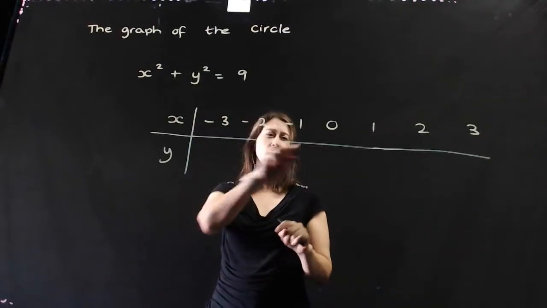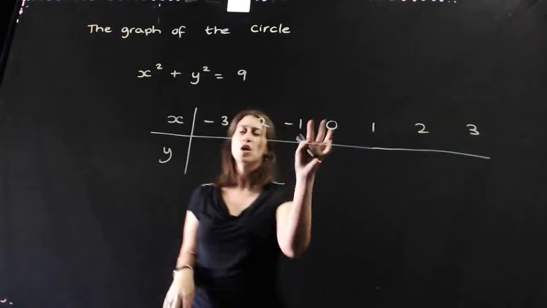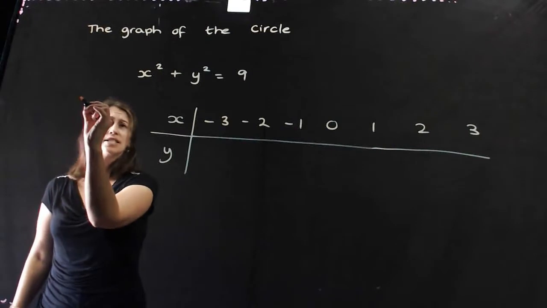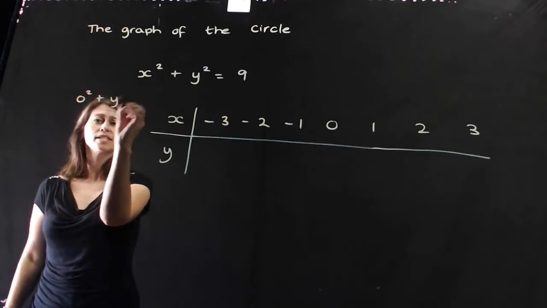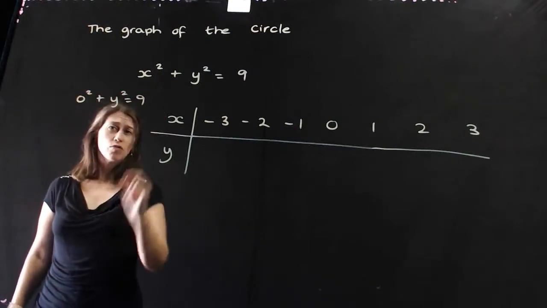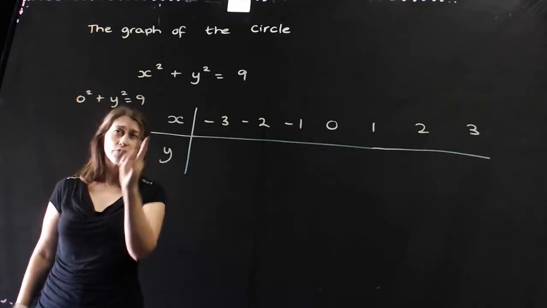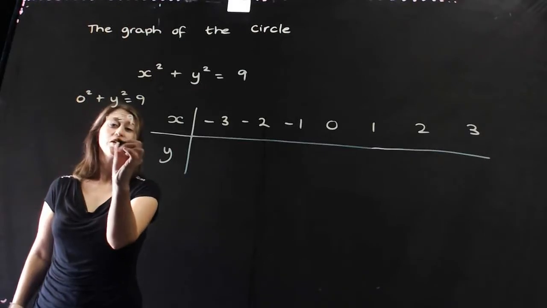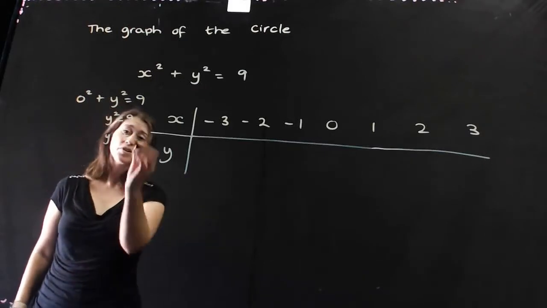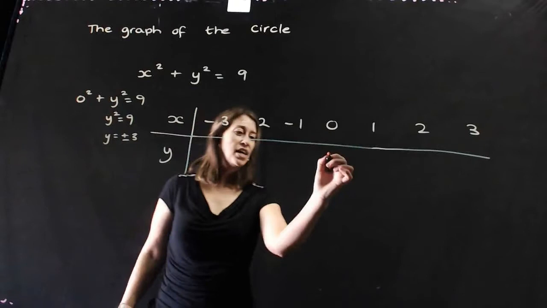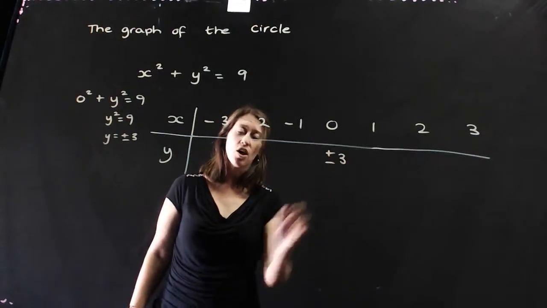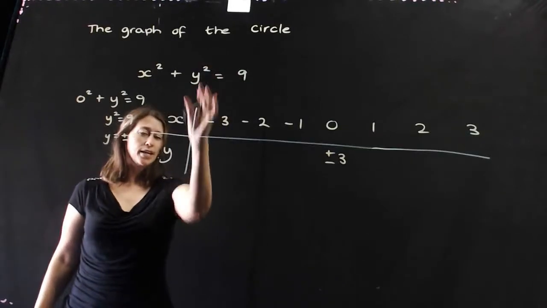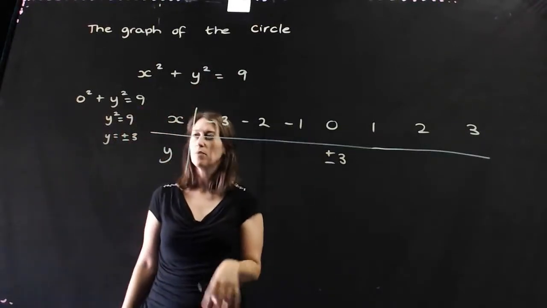I always like to start with 0, it's easy. When x is 0, we've got 0 squared plus y squared equals 9. So rearranging that, subtract the 0 from the 9, you're left with y squared equals 9. So y equals plus or minus the square root of 9, which is 3. So here we have two values for the y value, and that's all because of the squared.